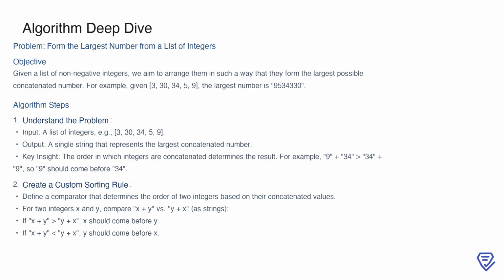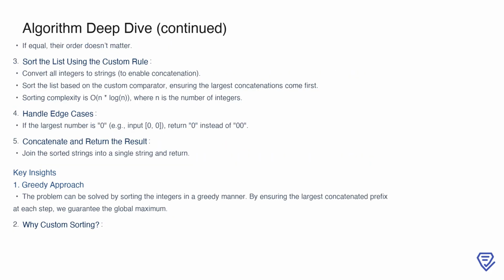To do this, we create a custom sorting rule that evaluates pairs of numbers based on their concatenated values. By comparing whether x plus y is greater than, less than, or equal to y plus x, we can decide the correct order for each pair of numbers. If x plus y is greater than y plus x, then x should come before y. If it's less, then y should come first. And if they're equal, their order doesn't matter. Once we define this rule, we can sort the list accordingly.